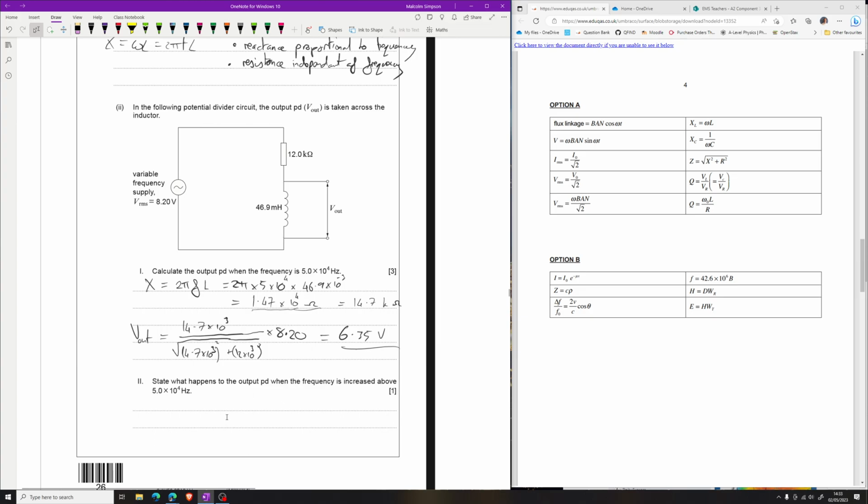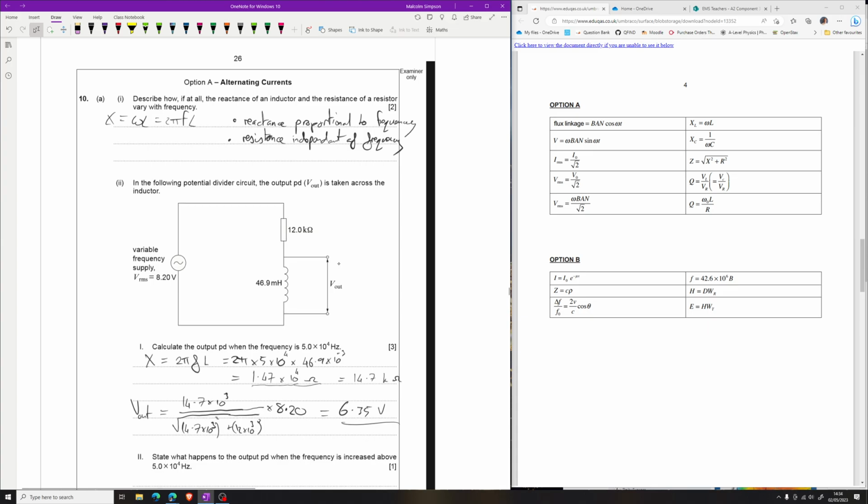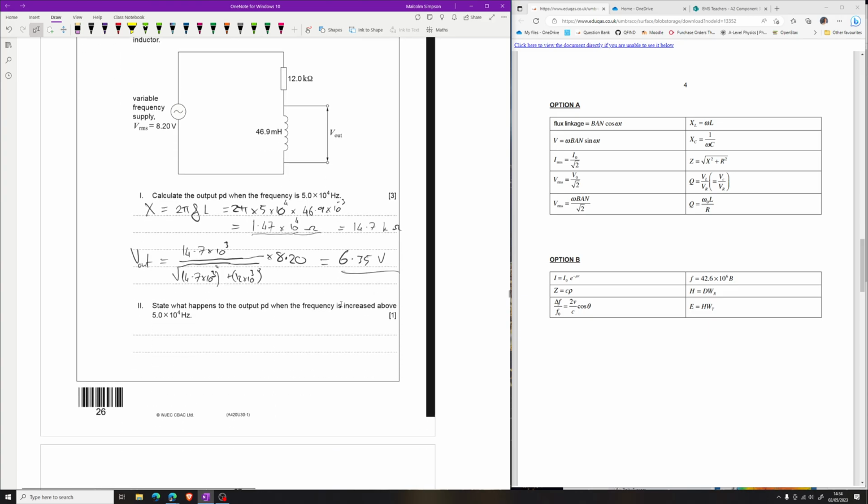So what happens to the output PD when the frequency is increased above 5 times 10 to the 4 hertz? So what's going to happen here is, if we look at our equation, we've already stated that reactance is proportional to frequency, so therefore that reactance will increase, and this is going to take a larger share of the input PD. So basically it's going to increase is what's going to happen.